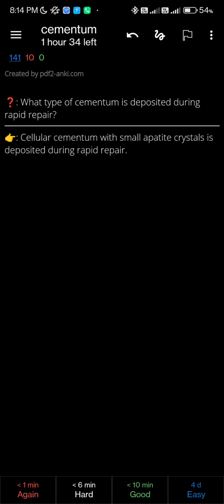What type of cementum is deposited during rapid repair? Cellular cementum with small apatite crystals is deposited during rapid repair.